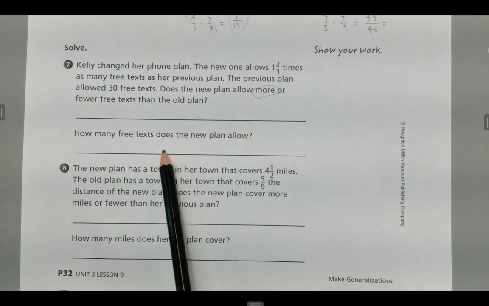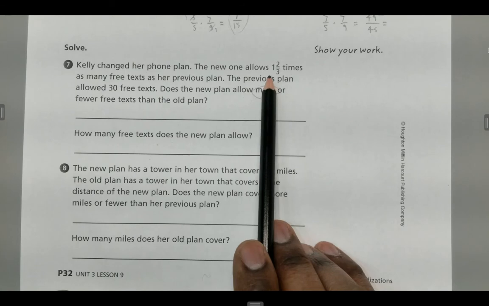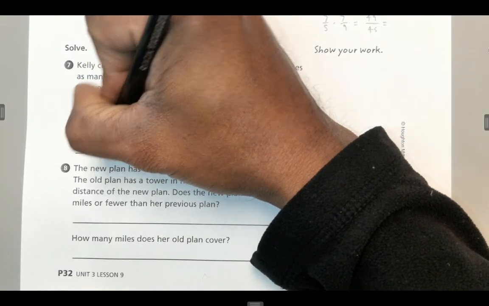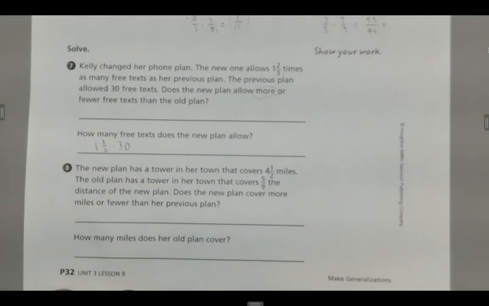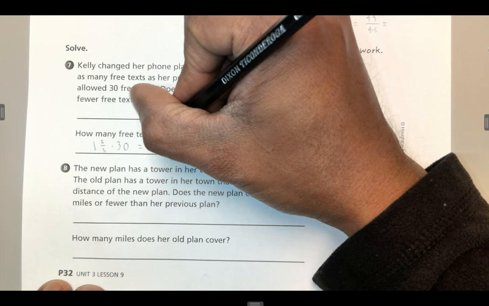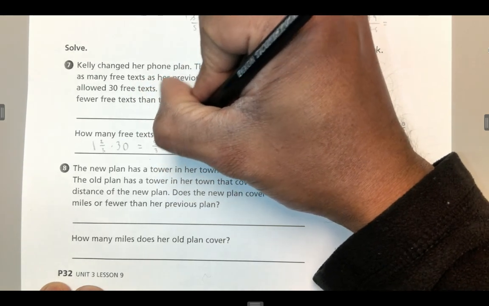Now, how many free texts does the new plan allow? Well, the old plan allowed 30. So what's 1 2/3 times 30? That's what we're dealing with here. And let's work this out. First, I'm going to convert 1 2/3 to an improper fraction. I'm going to rewrite 30 as itself over 1.